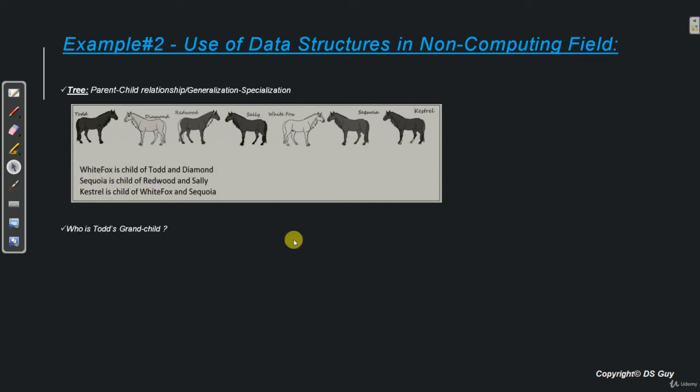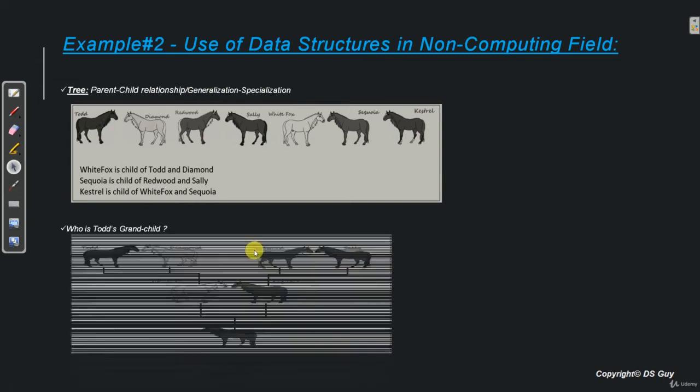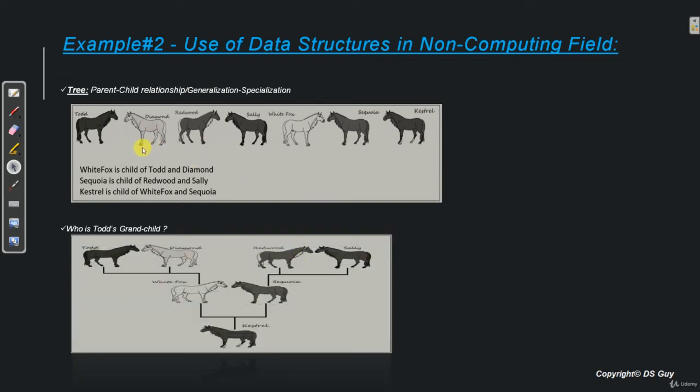Now let's say we are asked a very simple question: who is Todd's grandchild? Then we are in trouble because we have to do a lot of calculation. So this is where a tree comes in. If we arrange the same data in a tree format, we can very easily say that Kestrel is the grandchild of Todd. So you see that there was a big problem and we solved it very easily using a tree data structure.